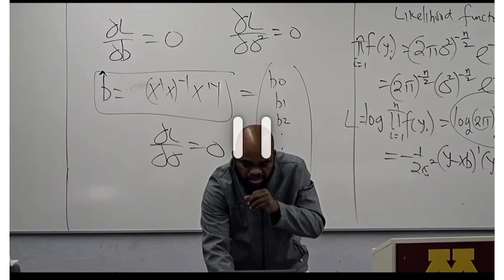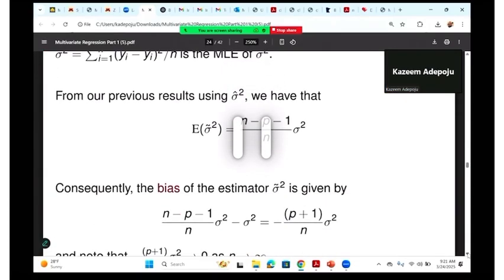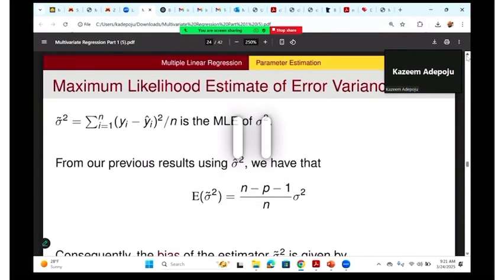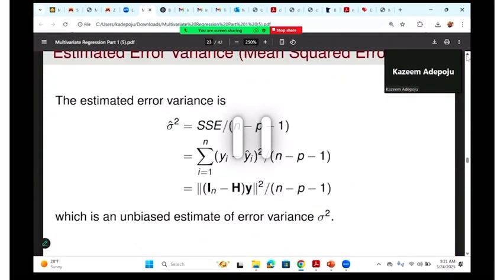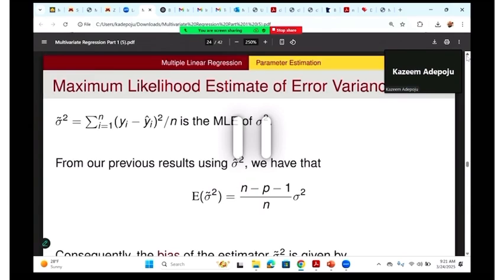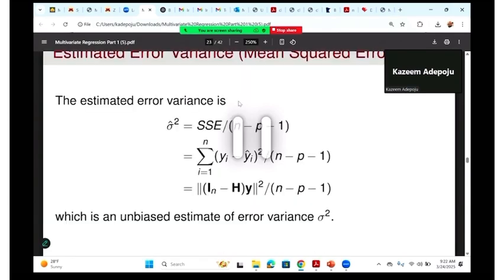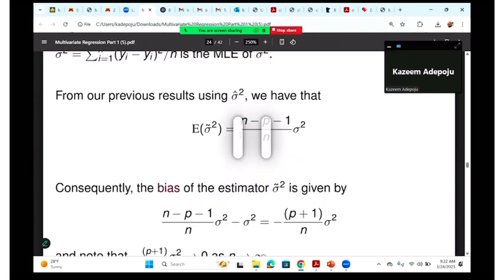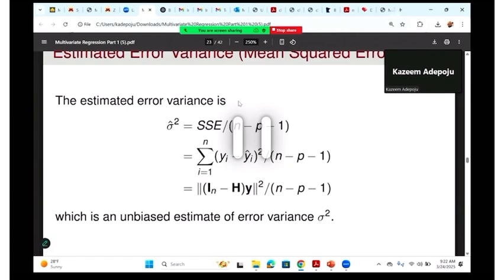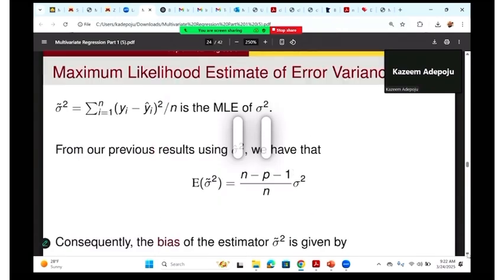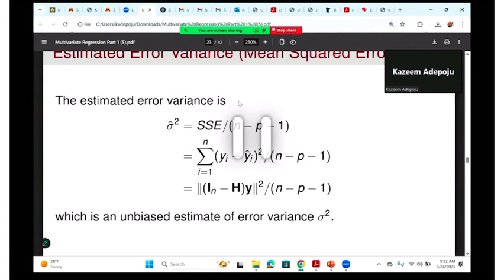When you take a look at the two error variances, the one that we obtain by dividing the sum of square error by its degree of freedom is unbiased. The one that we got through the MLE is biased. And what I'm trying to do here is to tell you that it is actually biased.